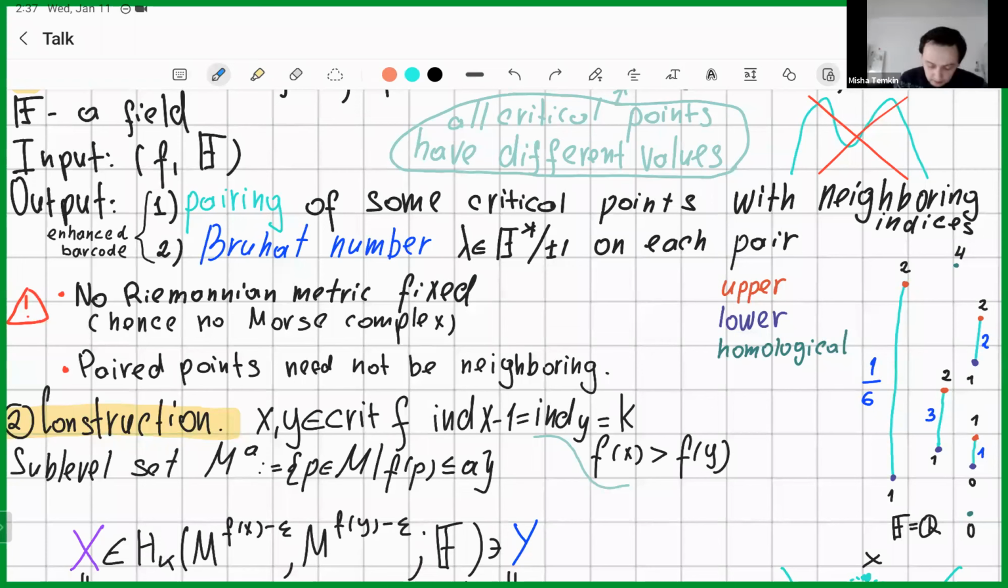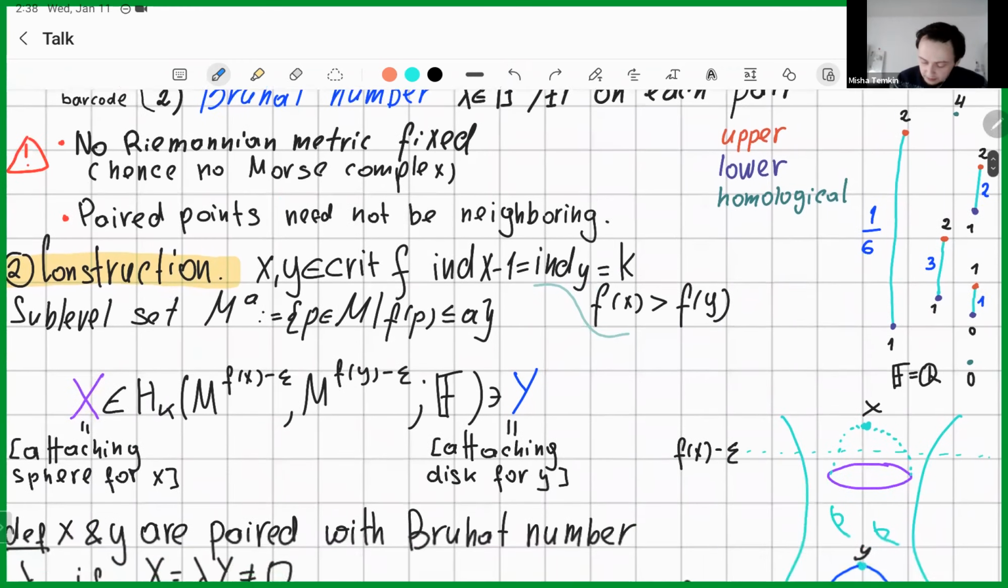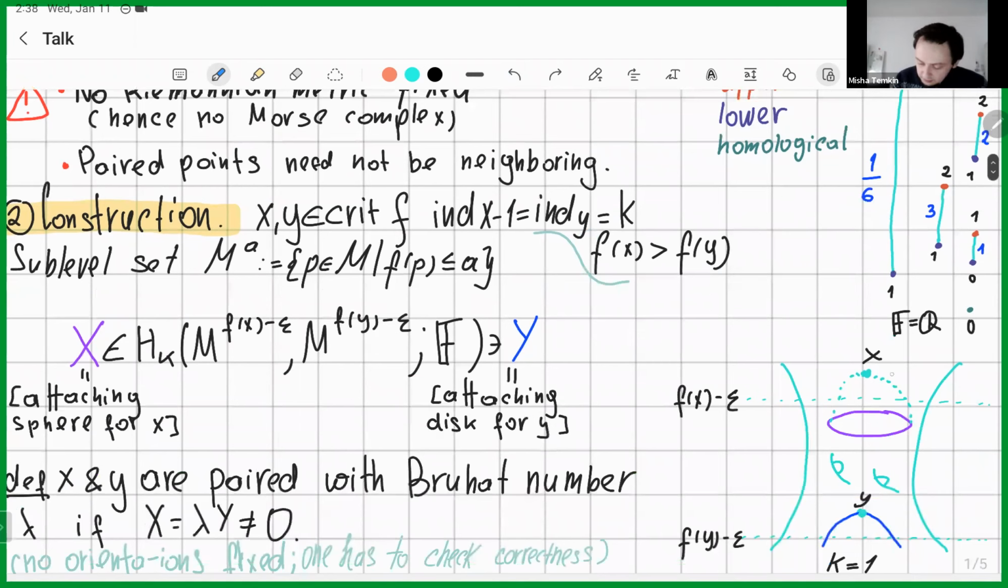So x and y are critical points. The index of y is k, the index of x is k plus 1, and f of x is greater than f of y, right? If this condition is not satisfied, then x and y cannot be paired a priori. So this is the necessary condition, but not sufficient. The picture is on the right. So k is 1. x is the critical point of index 2, y is the critical point of index 1.